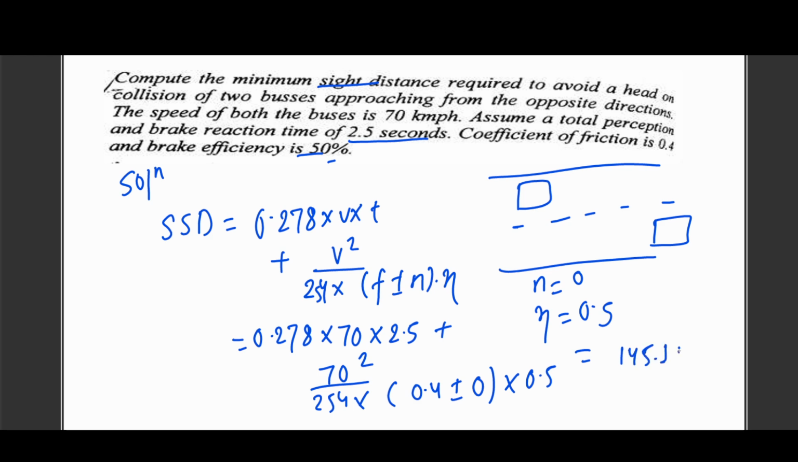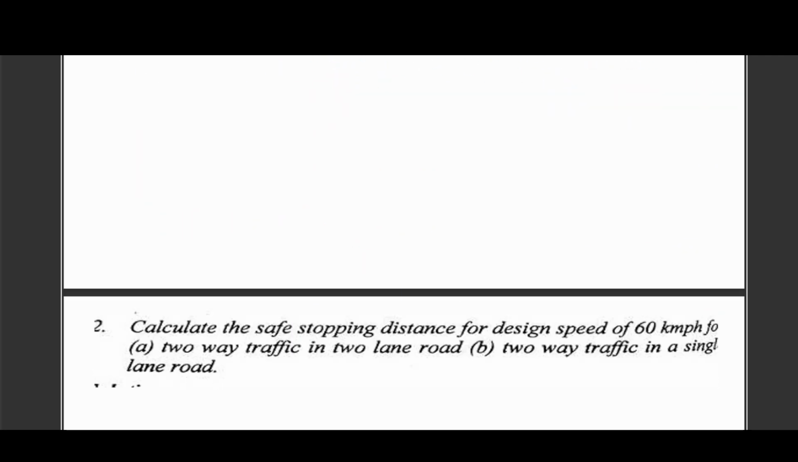145.1 meter. So this is a two-lane road. That's why it will be covering 145 meter from here, and I'll be covering 145.1 meter from here. So total SSD equals 2 into 145.1, which is 290.2 meter. All right, this was the question.